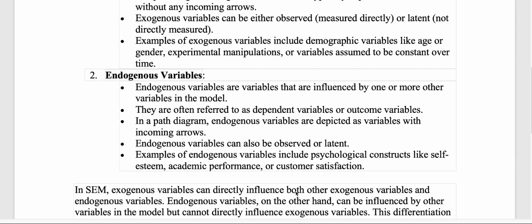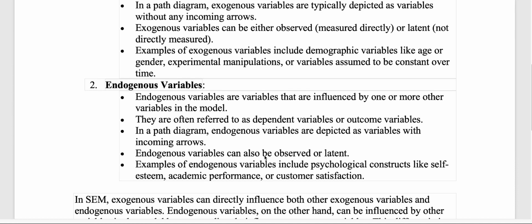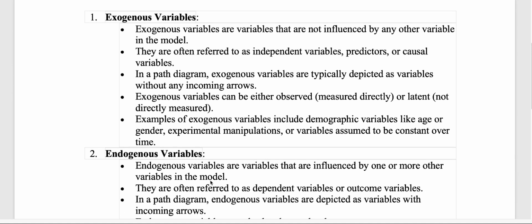Endogenous variables are variables that are influenced by one or more other variables in the model. So what is the difference between the exogenous and endogenous? Exogenous variables are variables that are not influenced by any other variable, but endogenous variables are variables that are influenced by any other variable. So this variable is not influenced, this variable is influenced by any other variable.